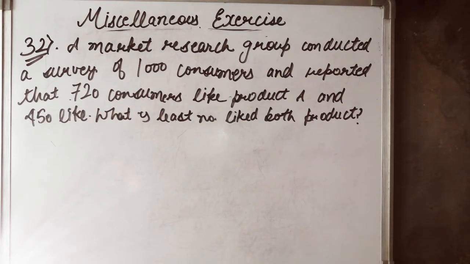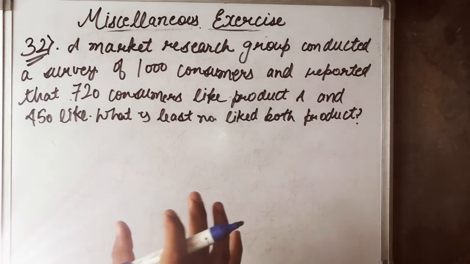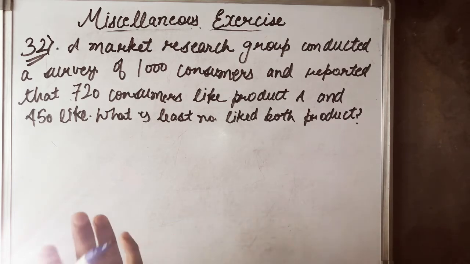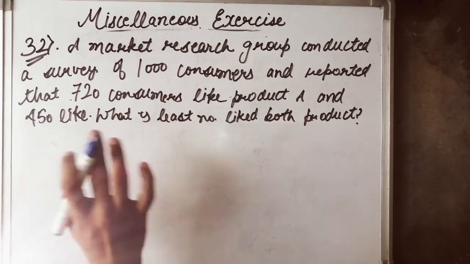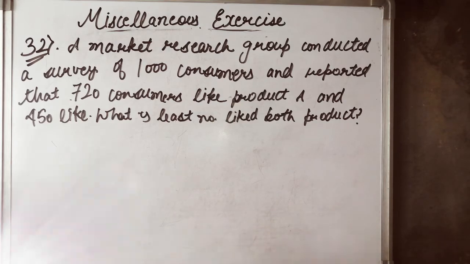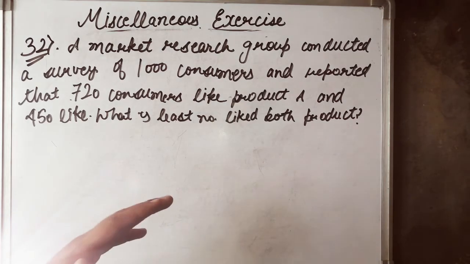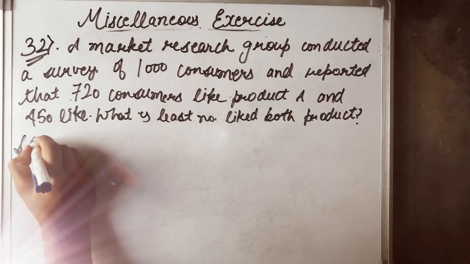In this question we have to find out the number of people who like product A and product B simultaneously. The question is saying a market research group conducted a survey of 1000 consumers and reported that 720 consumers like product A and 450 like product B. I haven't written product B here because it is understood that the first product is A, then the other product is B. And we have to find out the least number liked by both products. Okay, let's write down the solution.